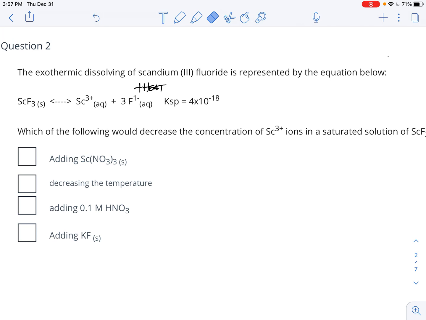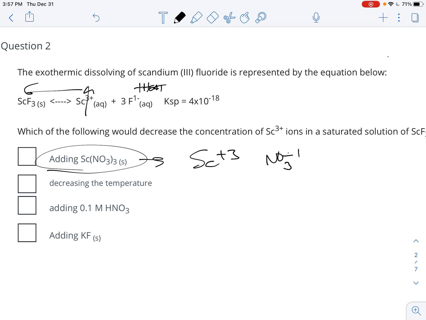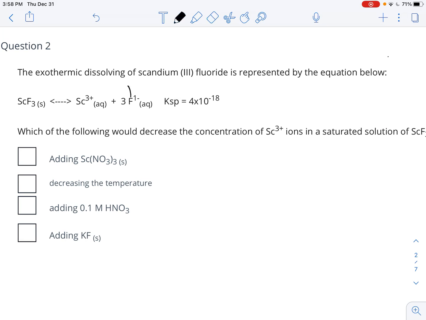Which one of these is going to make the amount of scandium go down? Well, would adding scandium nitrate make the scandium go down? No, because the scandium nitrate is going to be the scandium plus 3, and then the nitrate ions that are there. So that's going to make the amount of scandium go up. Yes, it's going to send it over to the left-hand side, but if you're talking about a saturated solution, that's not going to change the amount of scandium that's there. You're going to make the scandium go up, and then it's going to go back down again because it's going to go over to the left. So that's not your guy.